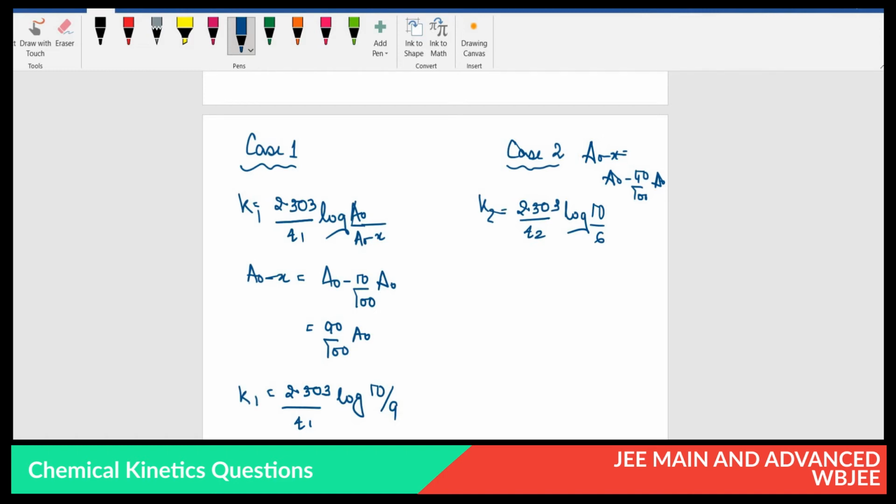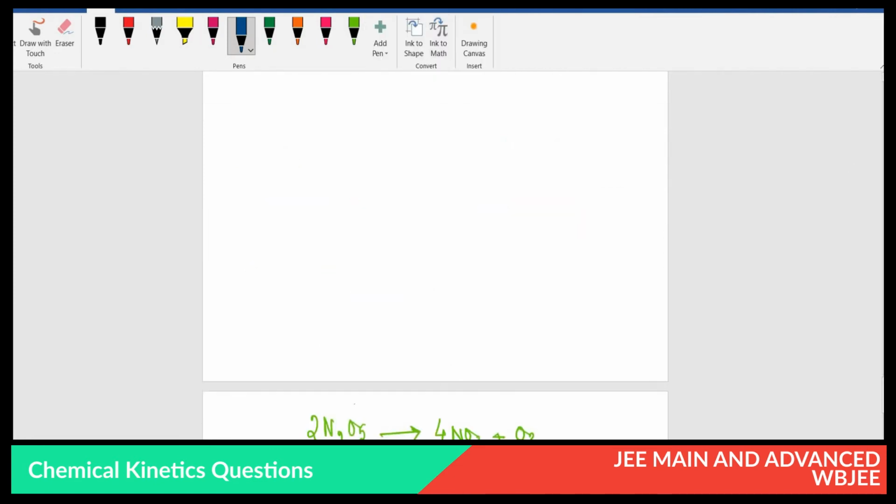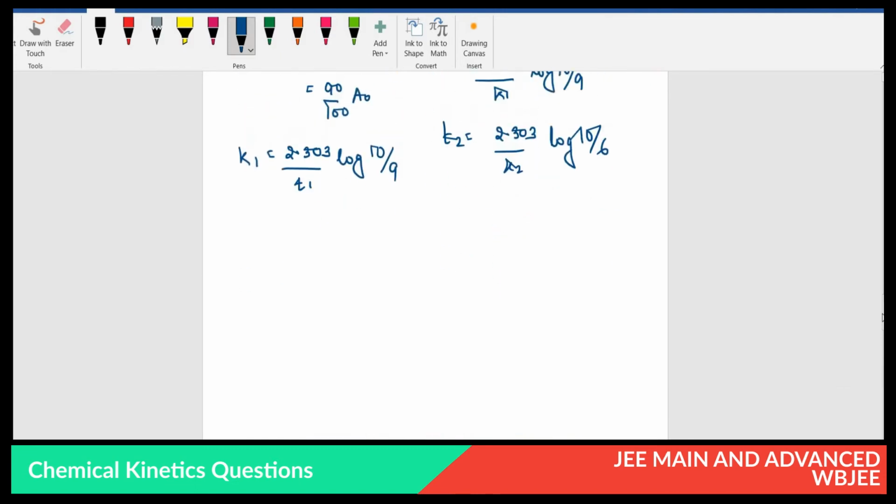Now it is saying the time required is the same. So if the time required is the same, what can we write? T1 should be equal to 2.303 by K1 log of 10 by 9, right? And T2 should be equal to 2.303 by K2 log of 10 by 6. Now equating the two, because it is said in the question very clearly that the time taken is equal, we write 2.303 by K1 log of 10 by 9 equal to 2.303 by K2 log of 10 by 6. Right? 2.303 gets cancelled.